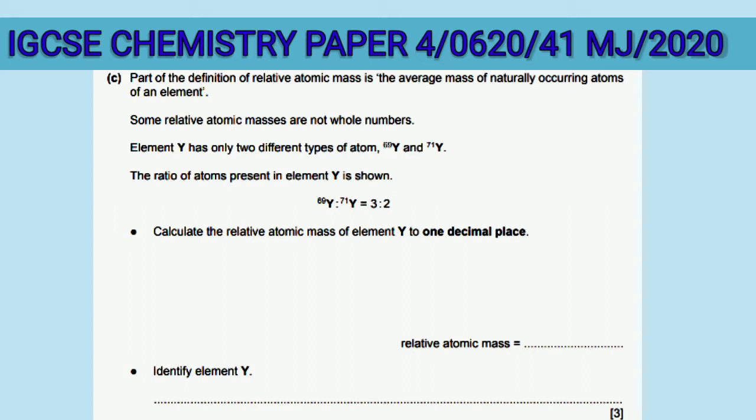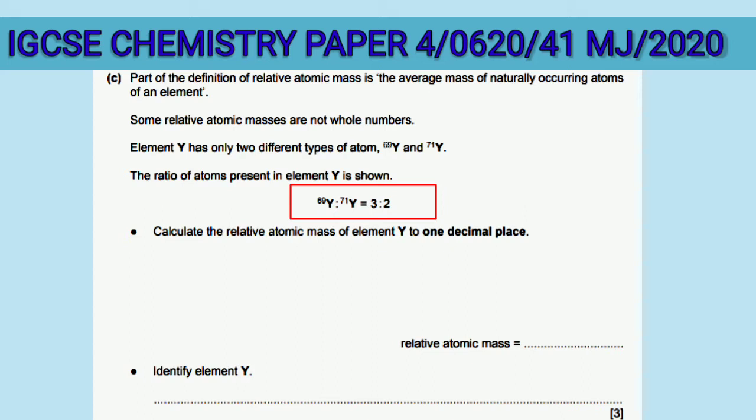Element Y has only two different types of atoms, 69Y and 71Y. The ratio of atoms present in element Y is shown: 69Y to 71Y is equal to 3 to 2. Calculate the relative atomic mass of element Y to 1 decimal place. To calculate RAM of element Y, we have to take into consideration the percentage of each isotope present naturally. But here we are given the ratio of isotopes, which is 3:2. That means out of total 5 parts, 3 parts is isotope 69Y and 2 parts 71Y.